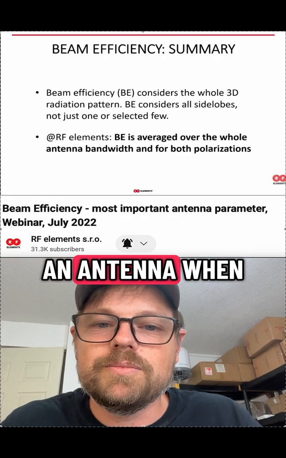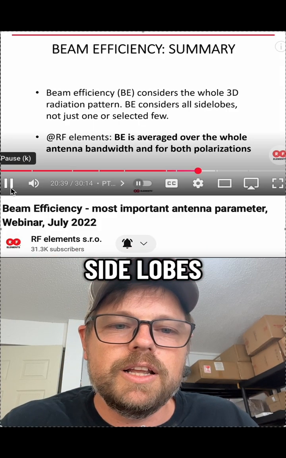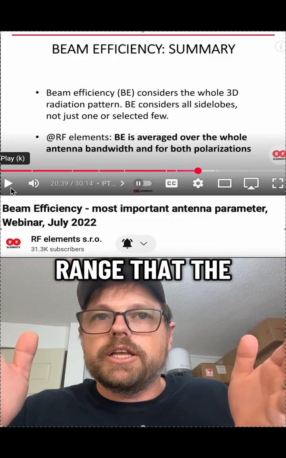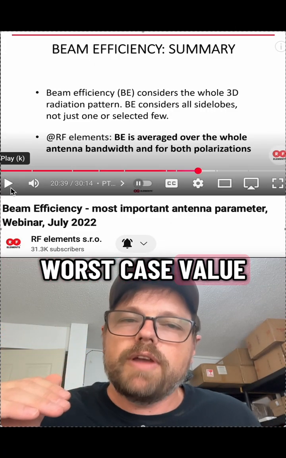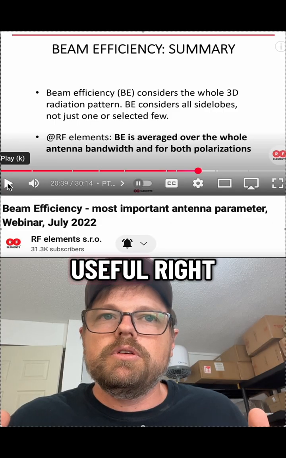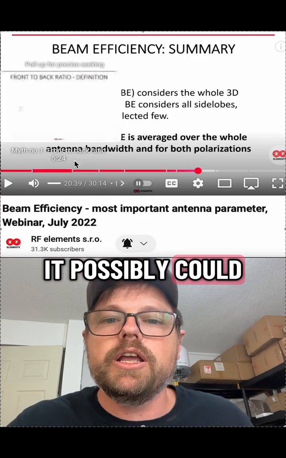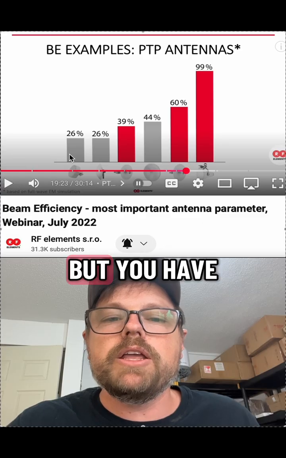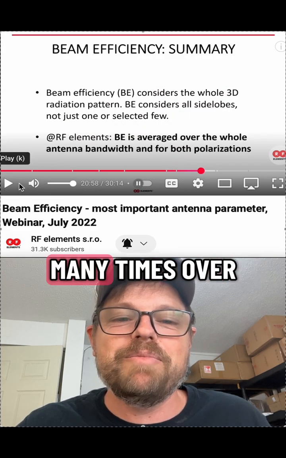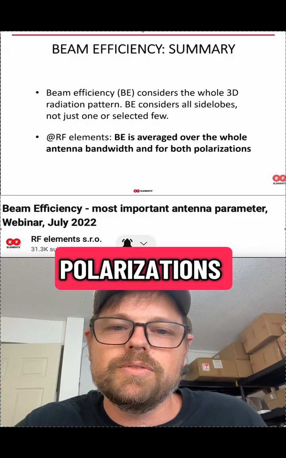"Beam efficiency of an antenna when dealing with noise: not only is it the most complete measure of side lobes, but it's also an extremely robust measure of side lobes." It's neither complete nor robust. Complete would be taking into account the entire frequency range that the antenna is operating in. It would be giving you the worst case value, not averaging everything together. And to be robust, it really needs to be useful, right? So you have to have a way to apply this knowledge. It doesn't do anything for you. The only thing it possibly could help you with is product comparison. But you have to take RF Elements' word for it, and they're not a trustworthy source on this. They've proven that many times over. See as well, ask them if it's averaged over the whole useful bandwidth and both polarizations to make sure.